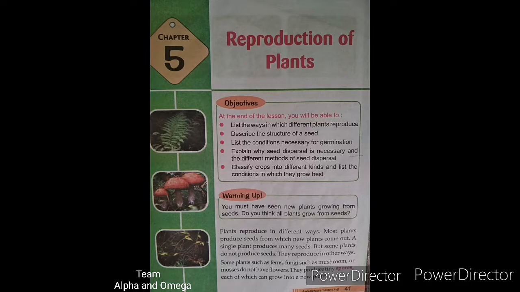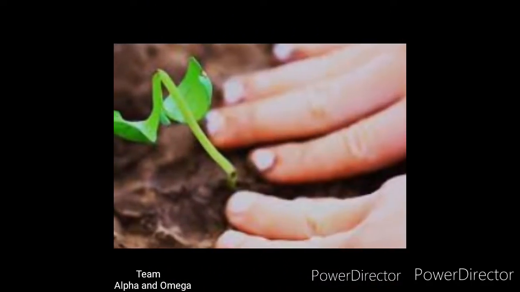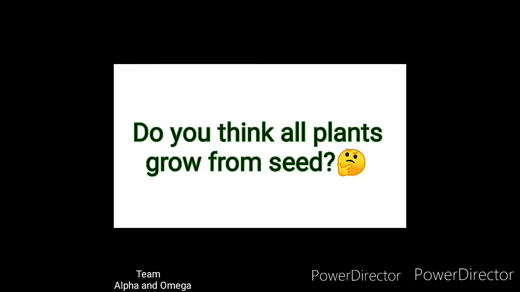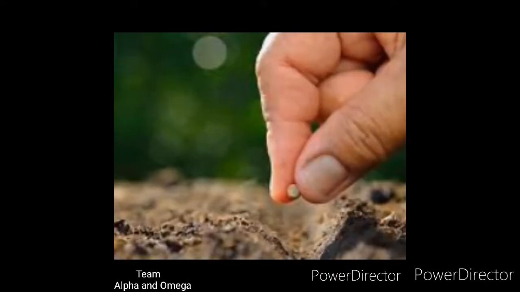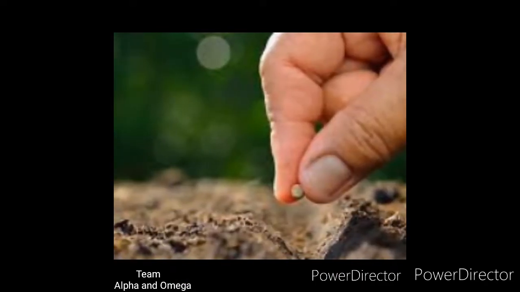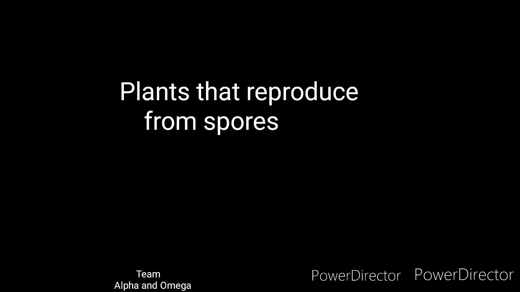The topic of this lesson is reproduction of plants. You must have seen new plants growing from seeds. Do you think all plants grow from seeds? Okay, let's discuss. Plants reproduce in different ways. Most plants produce seeds from which new plants come out, but some plants do not produce seeds. They reproduce in other ways.